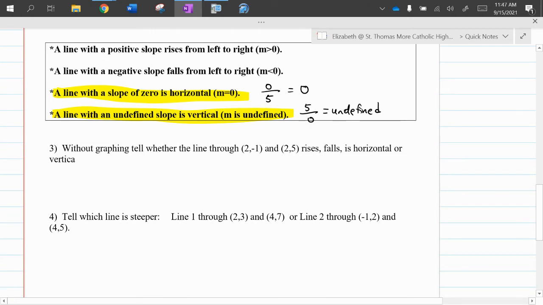So without graphing, knowing all this, we can tell whether the line that goes through the points 2 comma negative 1 and 2 comma 5 rises, falls, is horizontal or vertical.